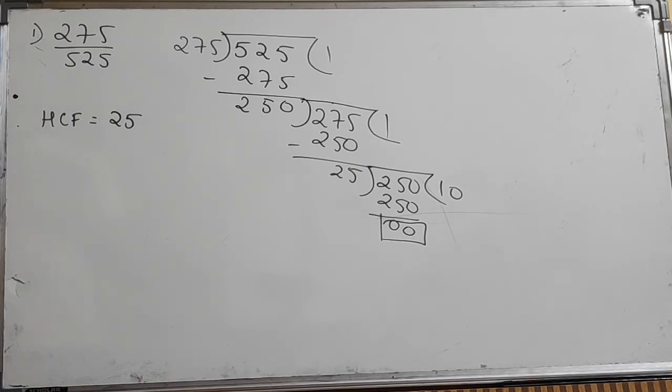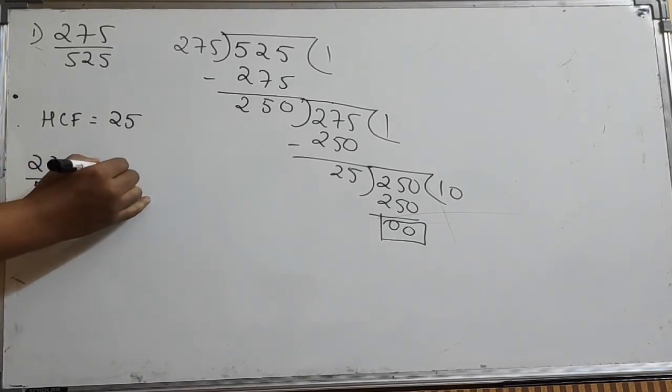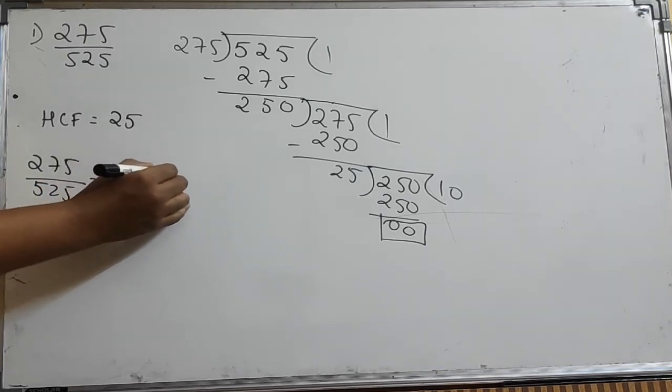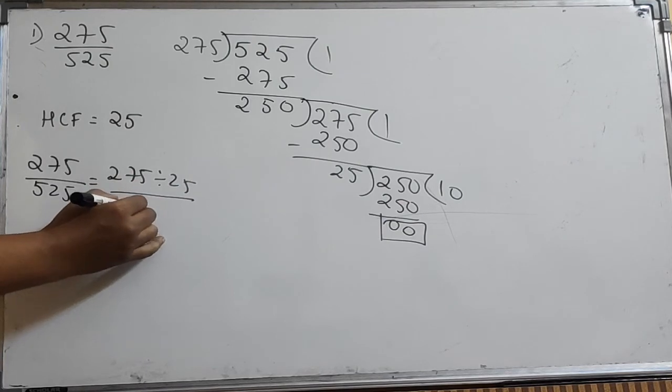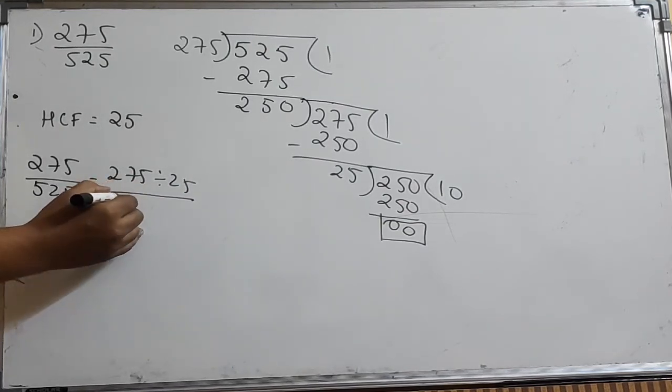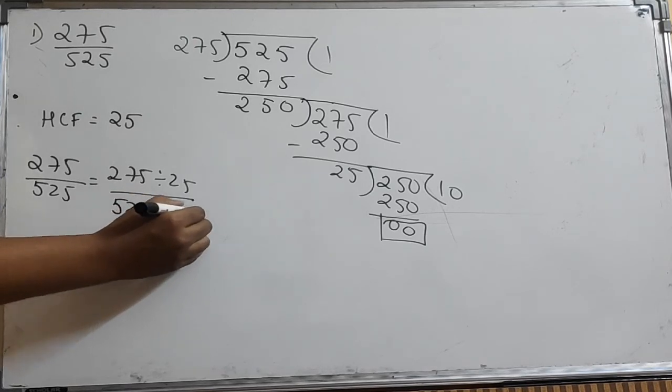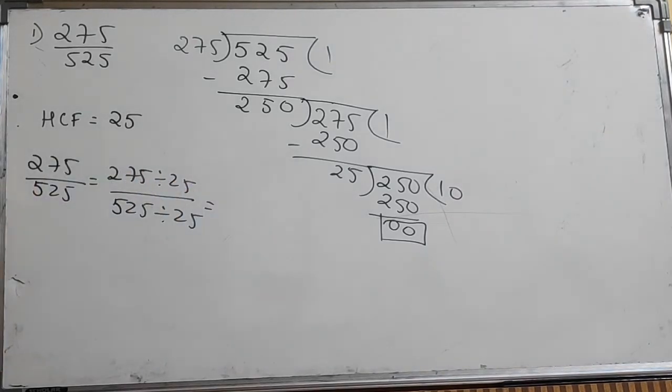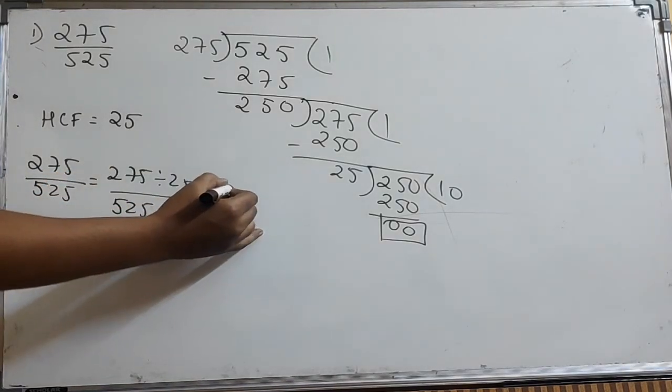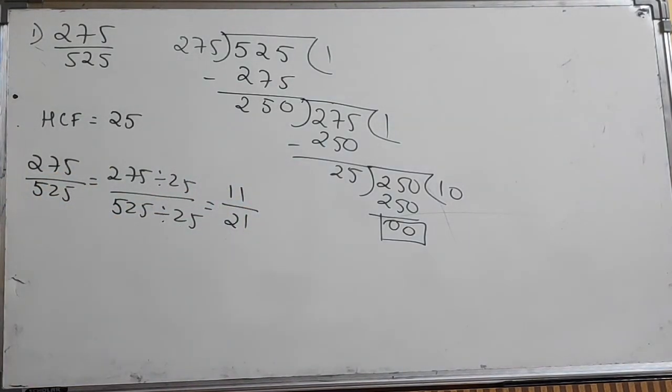Okay, now what you're going to do is you have to write this in this format: 275 upon 525 is equals to 275 divided by 25 upon 525 divided by 25. So this is 11 and this is 21. So this is going to be your final answer.